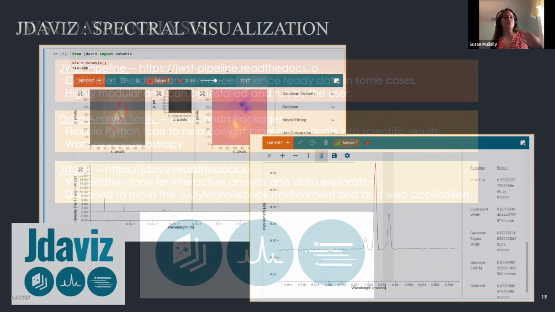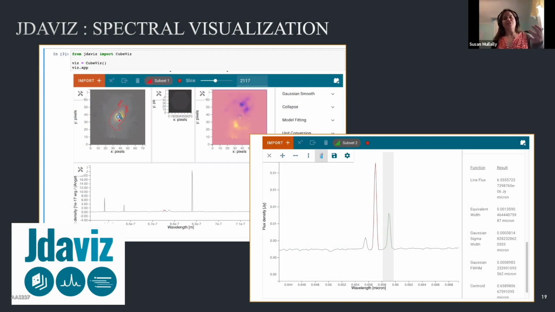For instance, you can load a whole spectral cube in here, or you can pull up a simple spectrum and measure a full width half max. So you should take a look at these JDA-Viz tools and see what they can do for you. There will also be links from the MAST straight into these tools as well.